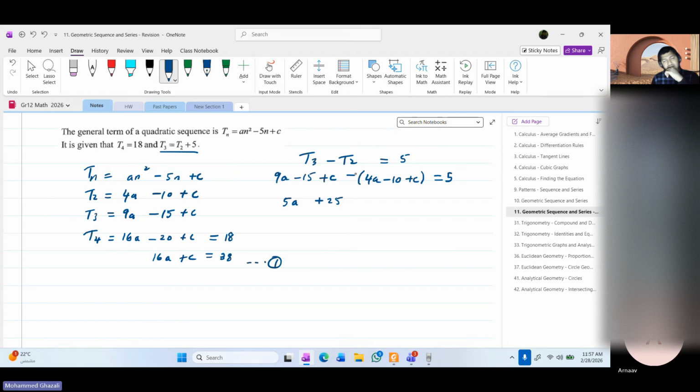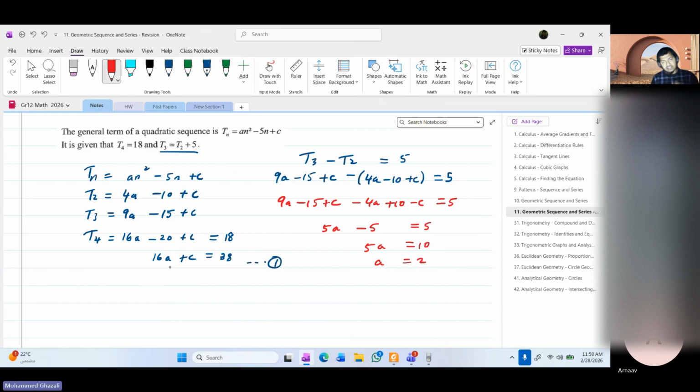minus 15 plus 10. Problem here. Let's just open up the whole thing, otherwise you can make mistakes. Right. 9a minus 4a is 5a. Minus 15 plus 10 is minus 5. The c and c cancel out, is equal to 5. So 5a is equal to 10. A is equal to 2.